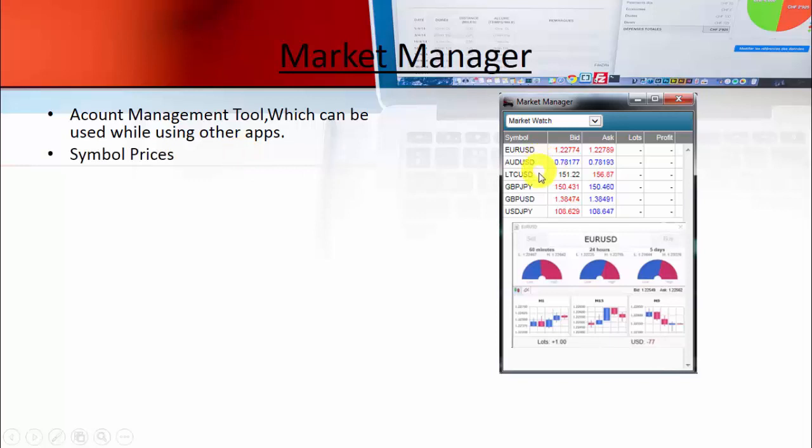It is showing us all the symbol prices, bid price, ask, lots, profit, everything. Then we can monitor our current open positions and their floating profit or loss, like here in this tab, and lot size also. For every symbol we can monitor it also.